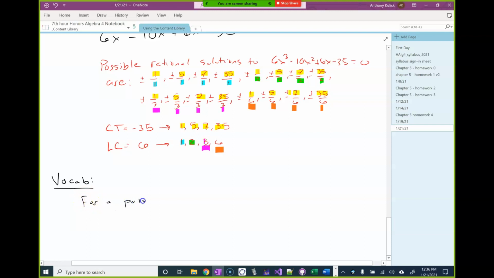So for a polynomial f of x, we say that x equals a is a solution to the equation f of x is equal to 0.